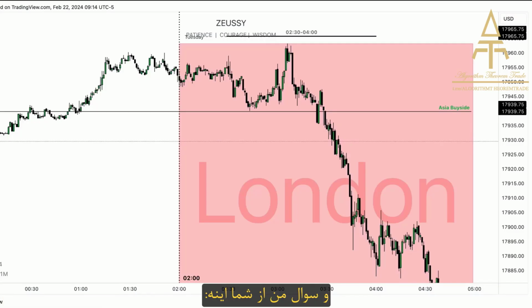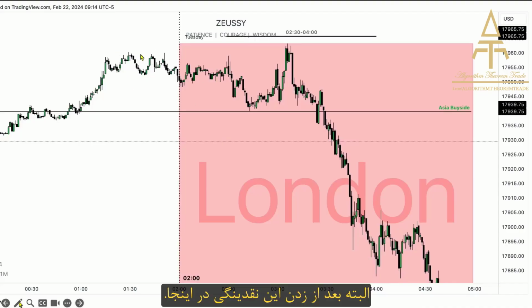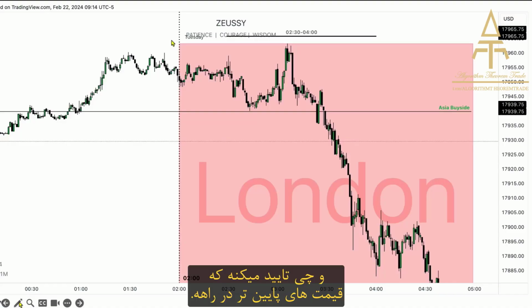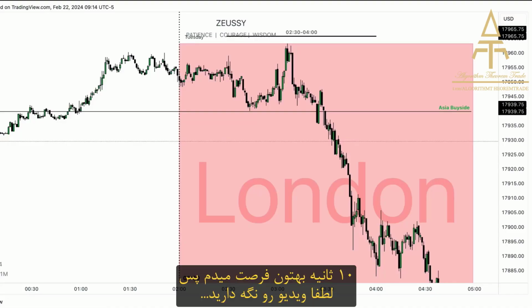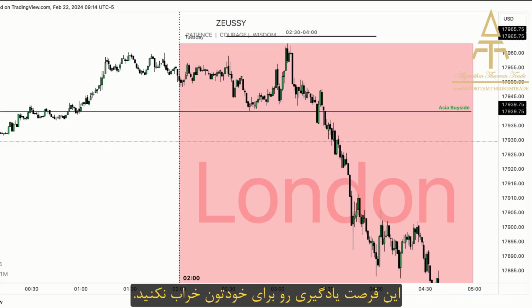And now my question to you is the following. On this chart, what confirms to you that the change in the state of delivery has occurred after we have purged the buy side liquidity here? And what confirms that we can now anticipate lower prices to be next? I'm going to give you about 10 seconds, so please pause the video, because you don't want to ruin this learning experience for yourself.